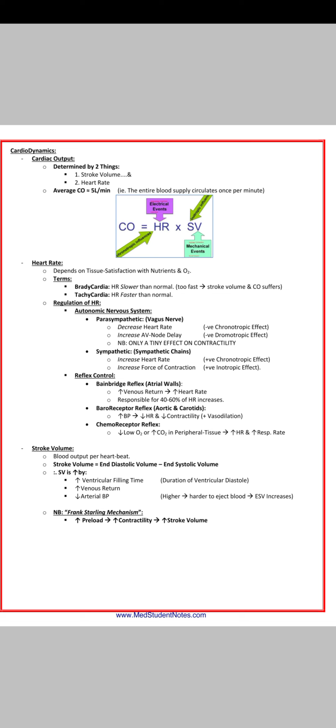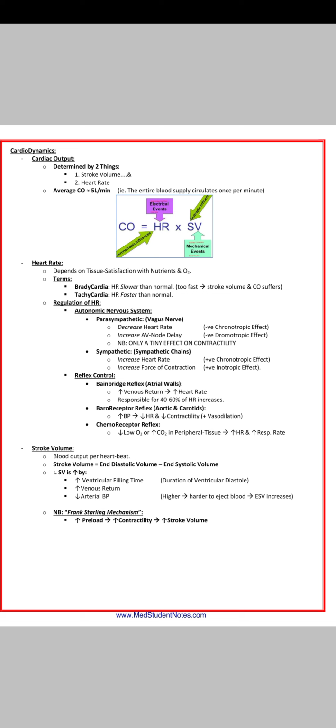So next is the stroke volume. The stroke volume is the blood output per heartbeat. So the total output of blood is equal to stroke volume times heart rate. The blood output per heartbeat is the stroke volume.